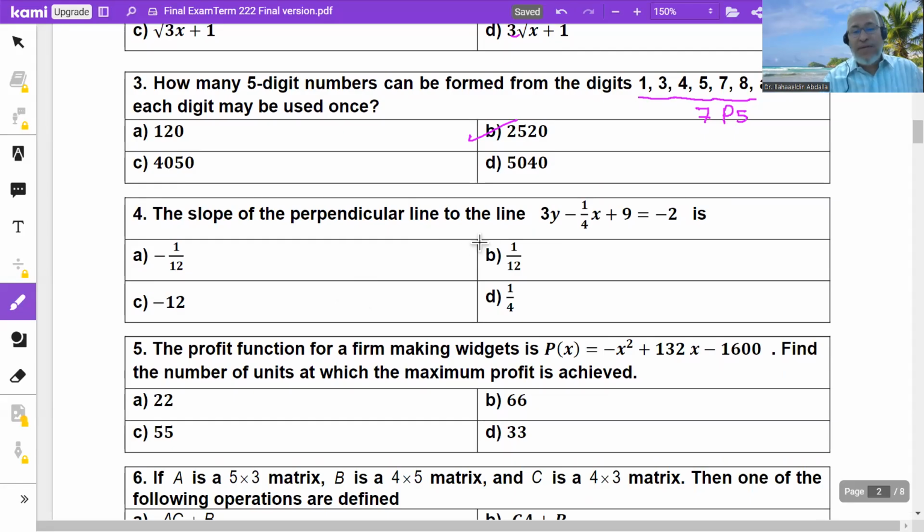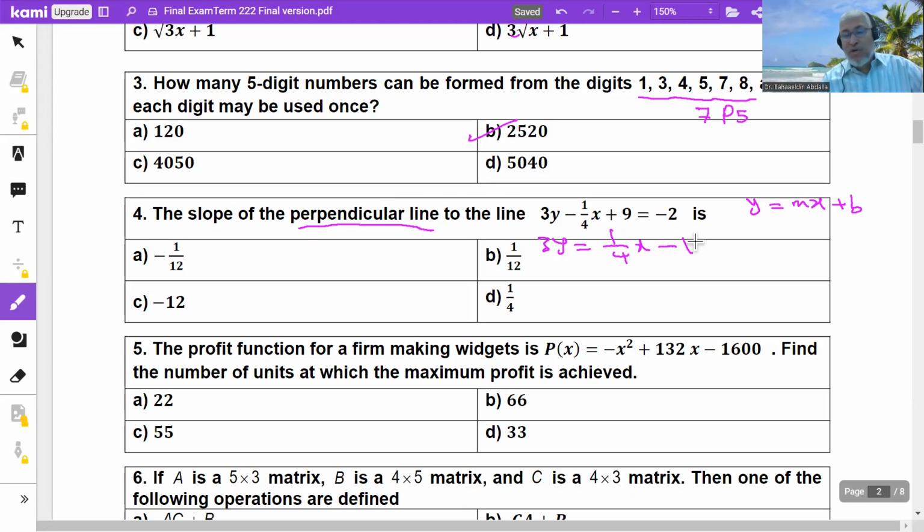The slope of the perpendicular line to this line. Okay. So we need to find the equation of the perpendicular line, or we find the slope of this line, and then we can find the slope of the perpendicular line without finding its equation. So how to find the slope of this line? Well, one way is to write it as y equals mx plus b. So I will take 1 over 4x to the other side.